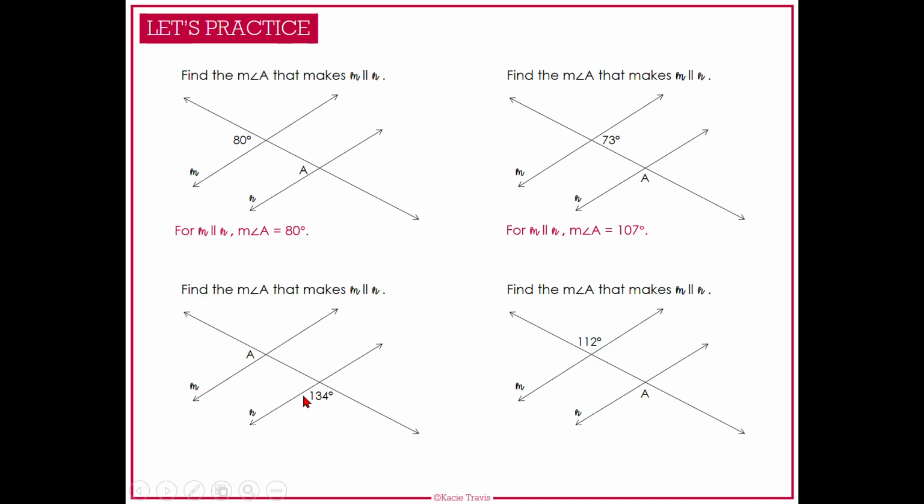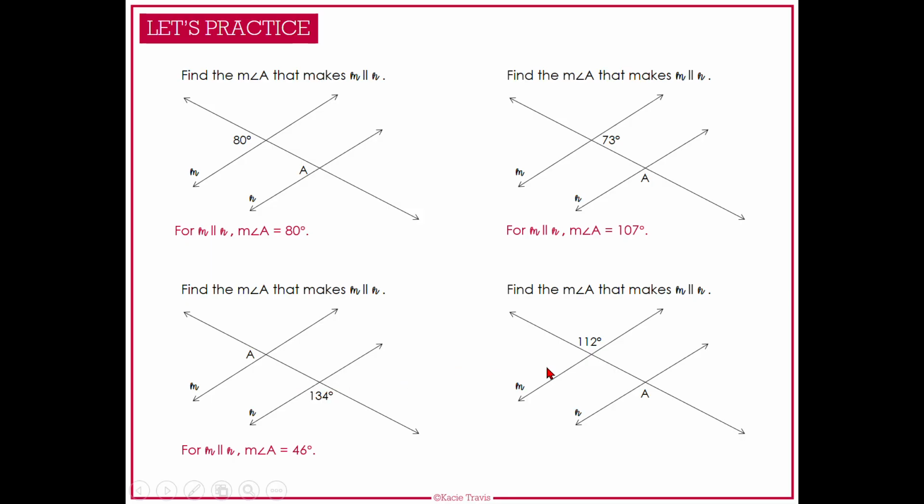All right, next one we got. We got angle A and we got 134. What could make these two make the lines parallel? This is a smaller angle than this, and they're both on the same side of the transversal and outside of our two lines. That makes them consecutive exterior. For these two to make us have parallel lines, A's got to add up with 134 to make 180, which is going to make it 46.